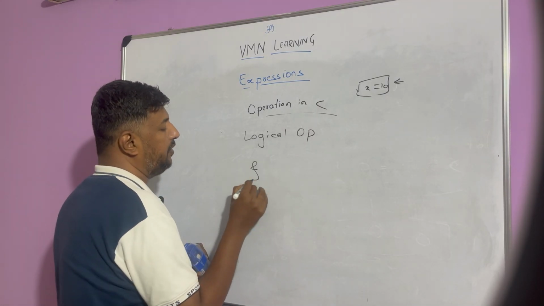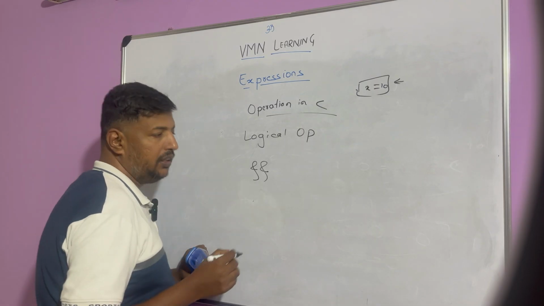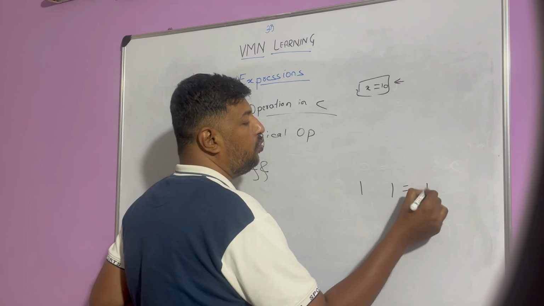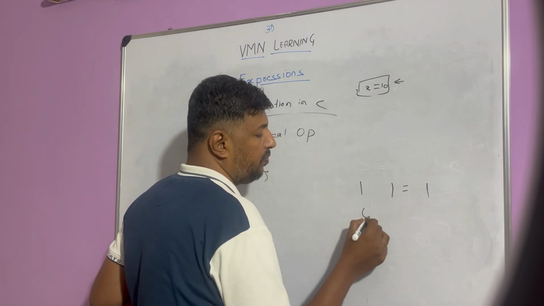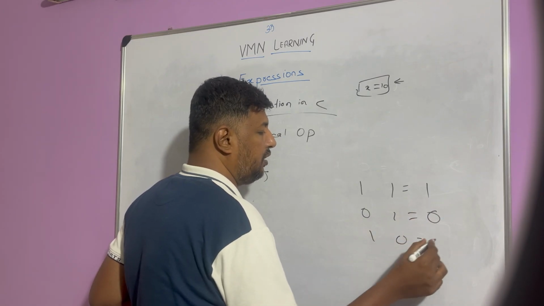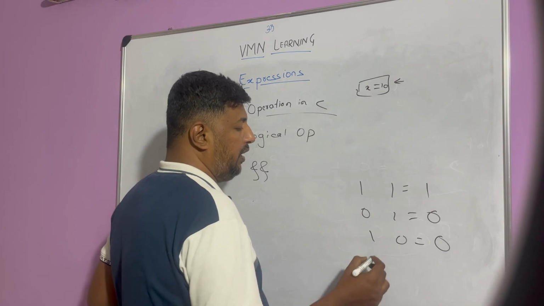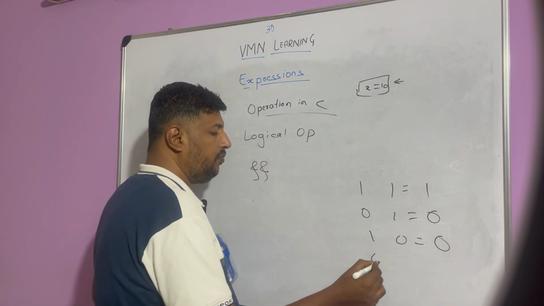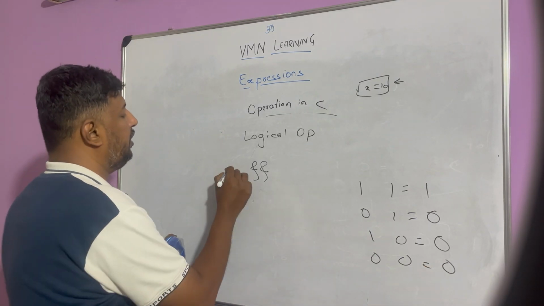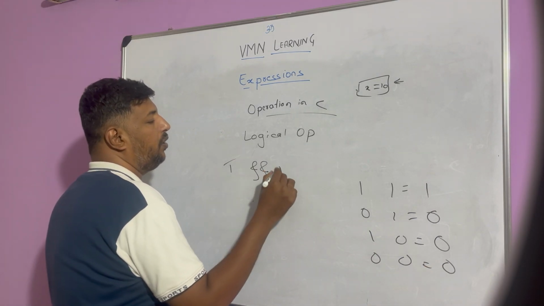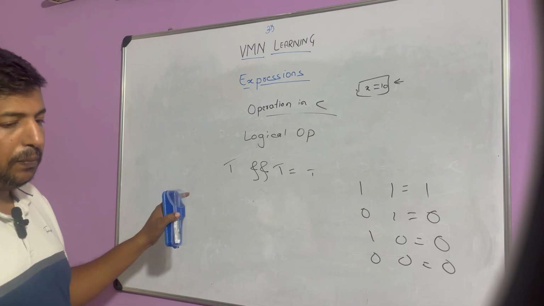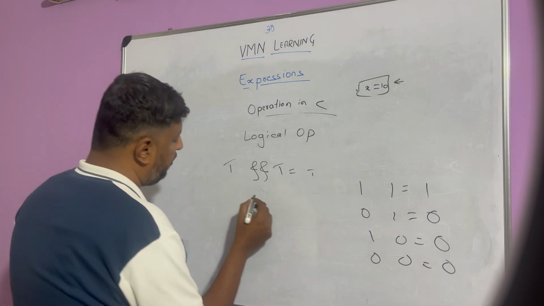Next one is AND. It is the opposite of OR. Both have to be true to say true. If any one is false, then it is false. Okay, true and true is equal to true.